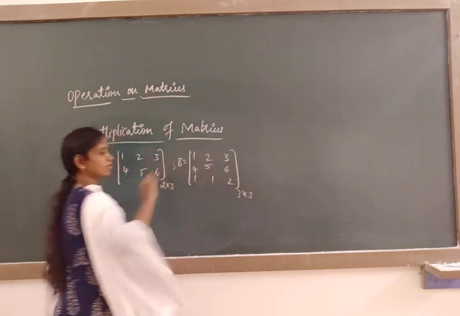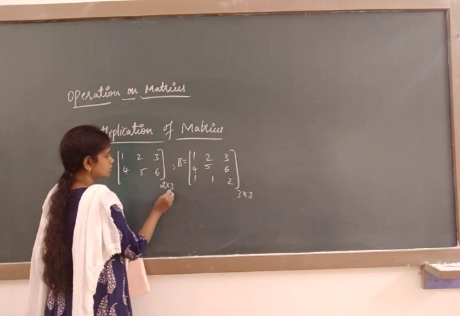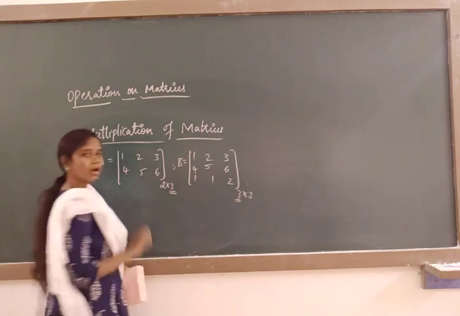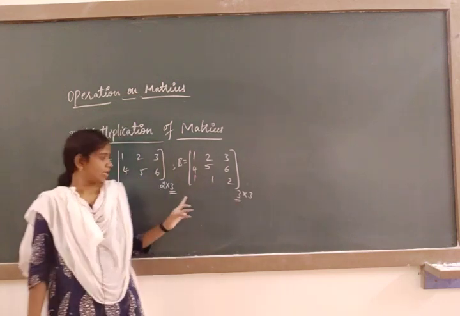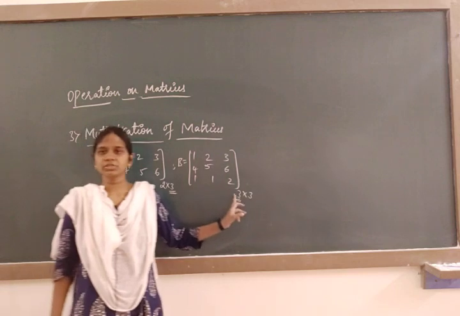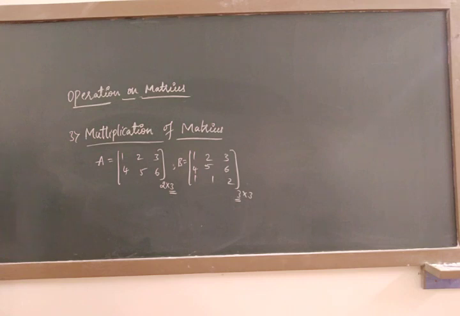This is of order 3 cross 3. See here, for addition and subtraction I had taken the orders the same, but in case of multiplication here the orders are different. But one thing you can observe: this number and this number are coinciding. This last number and this first number are coinciding. It means number of columns in A must be equal to number of rows in B. Observe what it is. Number of columns in A must be same as number of rows in B. If this is the condition, then only matrix multiplication is possible.